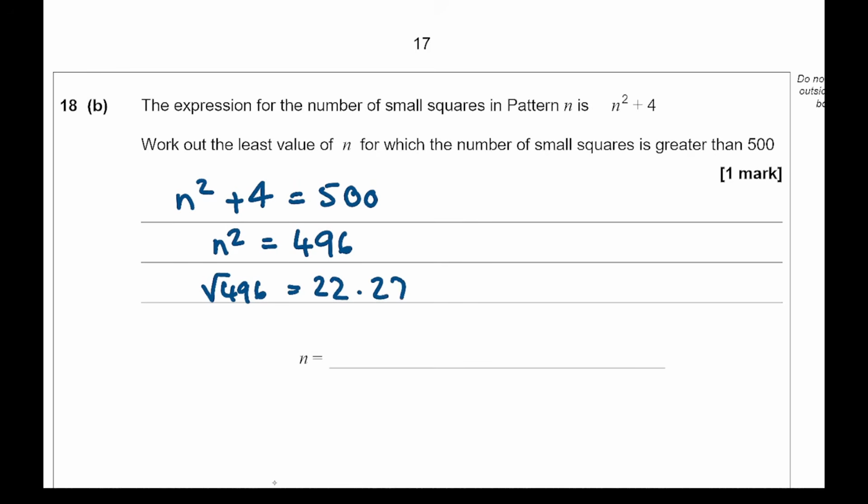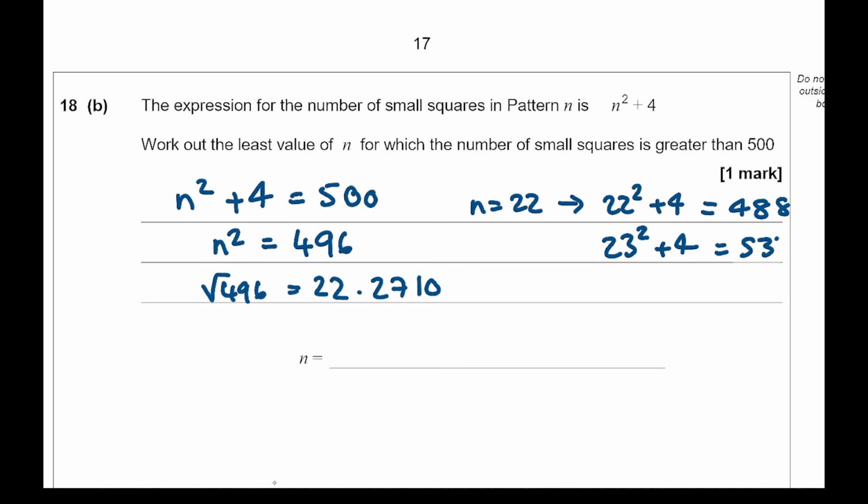22.2710. Now when n is 22, I get 22 squared plus 4, which, if I just type that quickly into my calculator, gives an answer of 488. And if I do 23 squared plus 4, I get an answer of 533. So the smallest value of n is going to be 23.